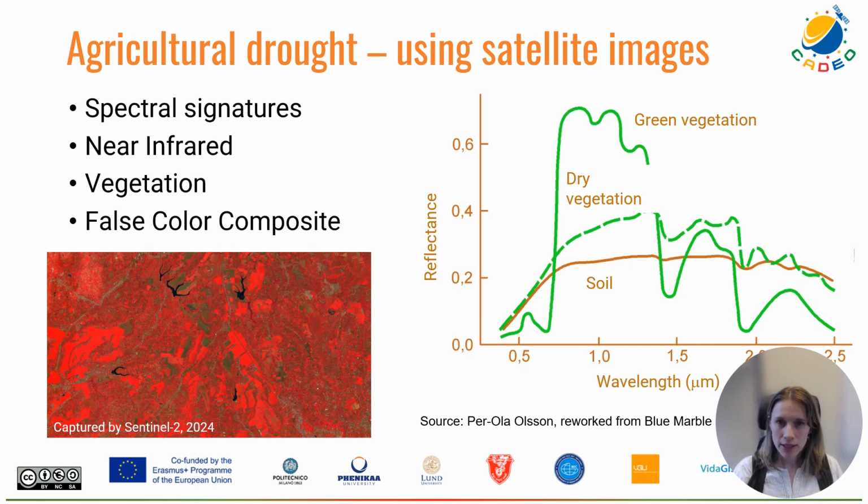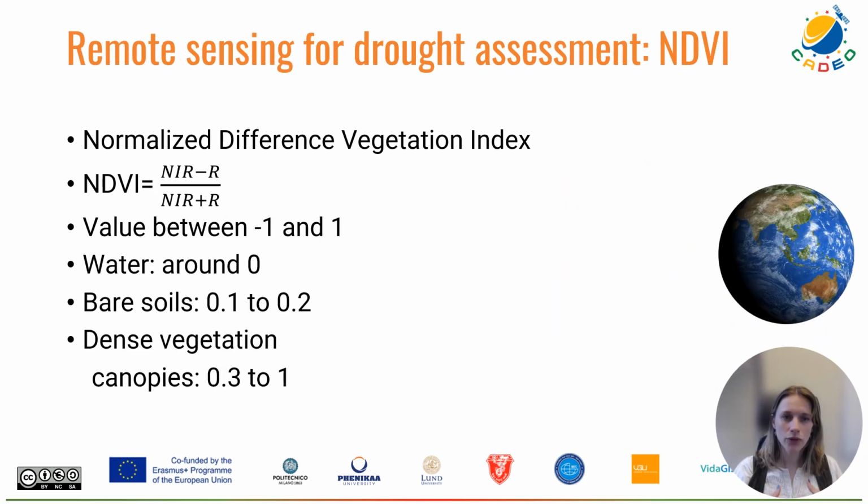And because we know these things, we can use vegetation indices to study agricultural drought. So you have probably talked about the normalized difference vegetation index or heard about it before, the NDVI, which uses a comparison between near infrared and red reflectance, the difference divided by the sum of near infrared and red.